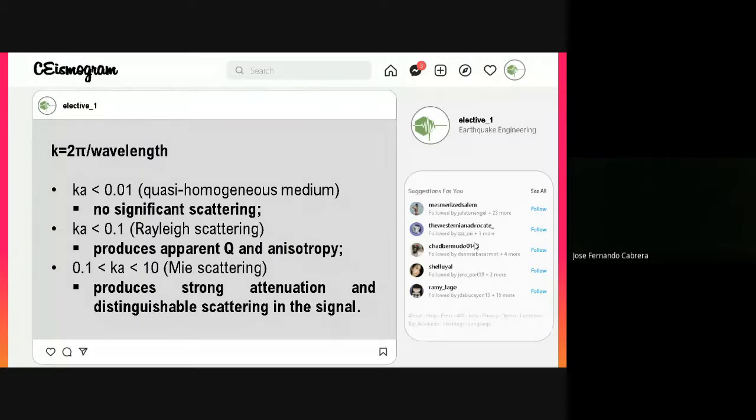Scattering is computed using ratio of the inhomogeneity of medium a to a wavelength. We use formula k is equal to 2 pi over wavelength. Tapos po, if ka is less than 0.01 or yung quasi-homogeneous medium, there is no significant scattering. If ka is less than 0.1 or yung Rayleigh scattering, it produces apparent Q and anisotropy. If ka is less than 10 and greater than 0.1 or Mie scattering, it produces strong attenuation and distinguishable scattering in the signal. Next po, please.